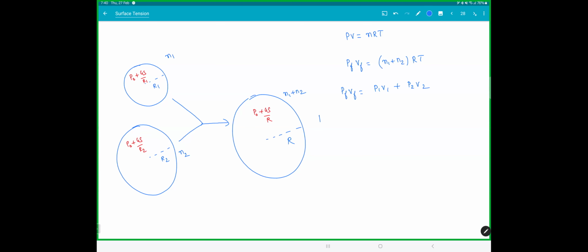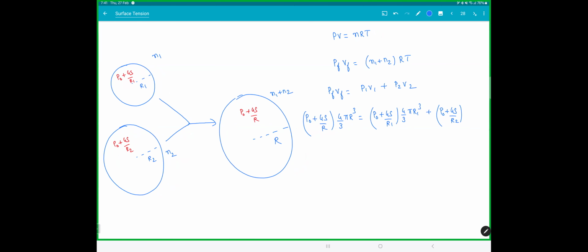What is P final? P naught plus 4S by R. What is the final volume? 4 by 3 pi R cube. P1 is P naught plus 4S by R1, and the volume is 4 by 3 pi R1 cube. This is P naught plus 4S by R2, and that is 4 by 3 pi R2 cube.